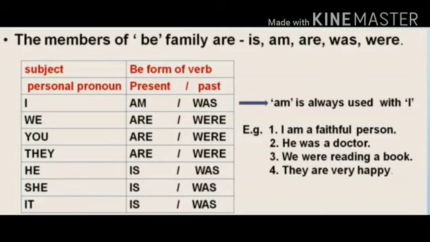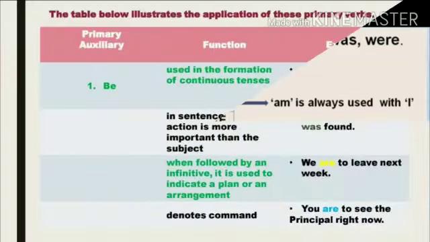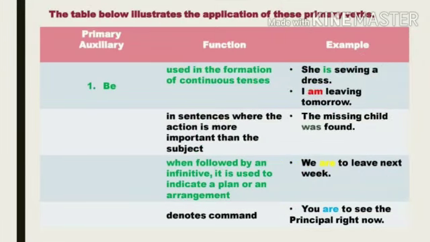He was a doctor. We were reading a book. They are very happy. In all these sentences, am, was, were, and are are the forms of the auxiliary verb be. Now it's very important for all of us to learn the function and application of these auxiliary verbs.